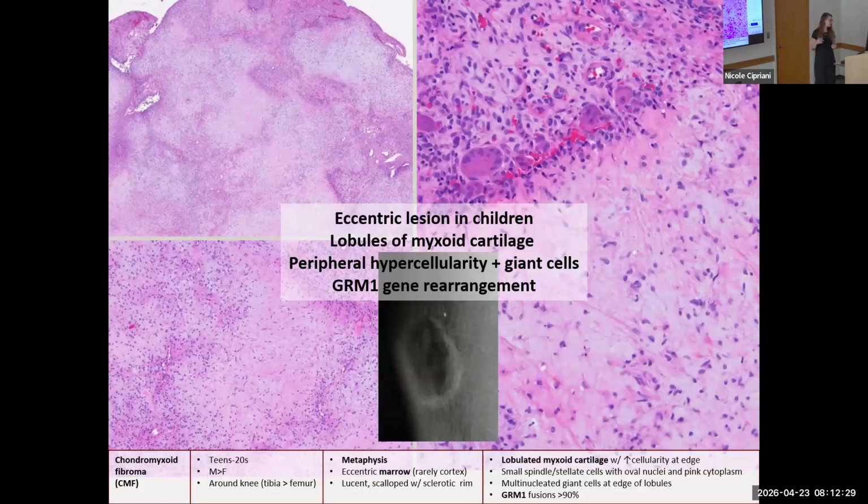CMF or chondromyxoid fibroma, eccentrically placed, usually in kids, so kind of at the edge of the bone, near the cortex. Lobules of this sort of myxoid cartilage with peripheral hypercellularity. And in that hypercellularity, you often see giant cells. So this low power appearance is very characteristic. And when you look on higher power, you'll see this bland chondromyxoid stuff with these hypercellular areas. You can get sort of symplastic or degenerative or ancient type atypia in these that is not regarded as malignant. These are associated with GRM1 gene rearrangements.